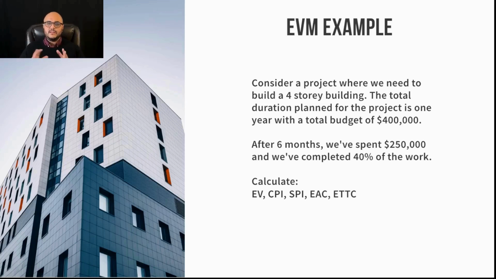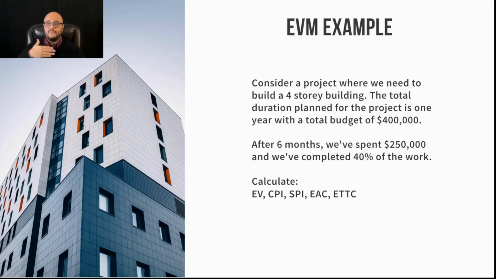So let's just take a look at this example before we get into the calculation. Let's just take a look at it from a high-level overview here. So it's a 4-story building. I have a total budget of $400,000 for it. Okay, so I can say $100,000 per story. After 6 months, we've spent $250,000. Well, after 6 months, I would expect that we would have spent $200,000 because it's $100,000 per story.